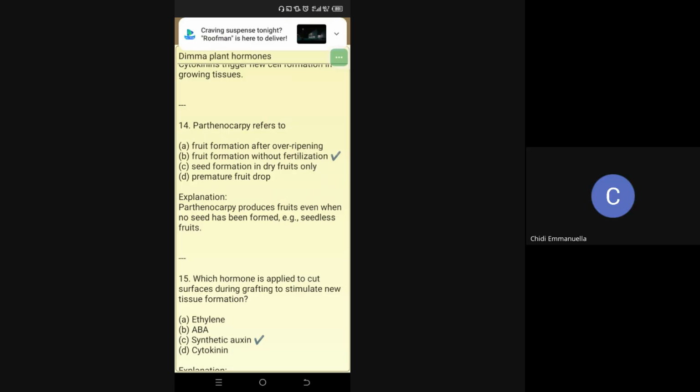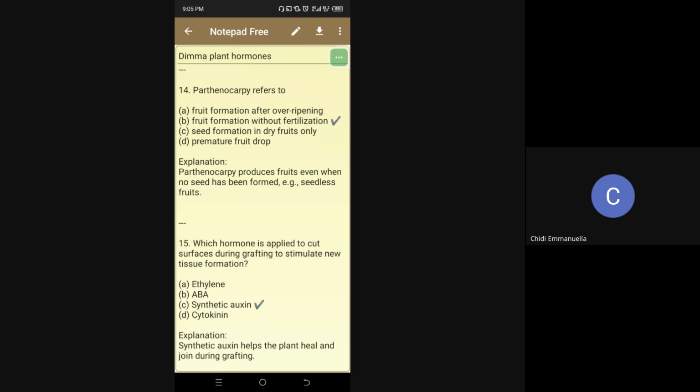So, number 14. Fruit formation, parthenocarpy. Yeah, exactly. That's the answer. Parthenocarpy produces fruits even when no seed has been formed, for example seedless fruits. That's the function of parthenocarpy. Then 15.